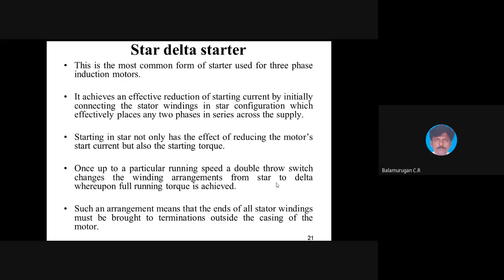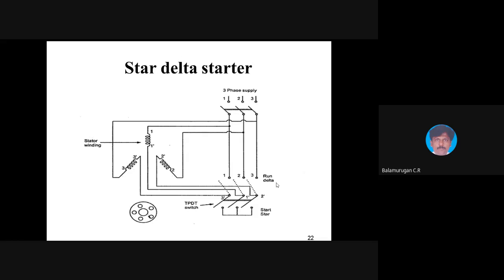Okay. So then we move to the star delta starter. What is the need to go for this star delta starter? Already the auto transformer starter is available. So what is the need to go for the star delta starter? In order to reduce the cost, because the auto transformer starter will be bulky and it will be costly.